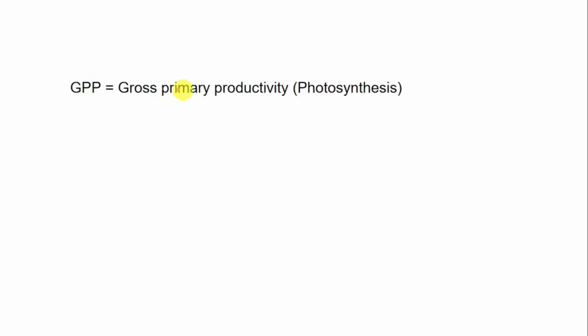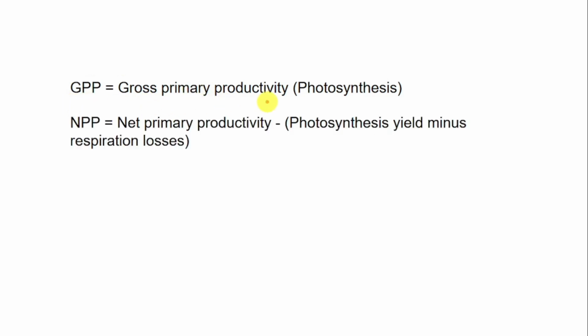So see, the overall productivity by photosynthesis is called GPP, gross primary productivity. And NPP stands for net primary productivity. The GPP minus the respiration losses is called NPP. So in an equation, you will have to show it this way: NPP = GPP - R. This topic is also asked every year. This is a very important topic, definitely asked. So make sure that you have learned this well by heart.